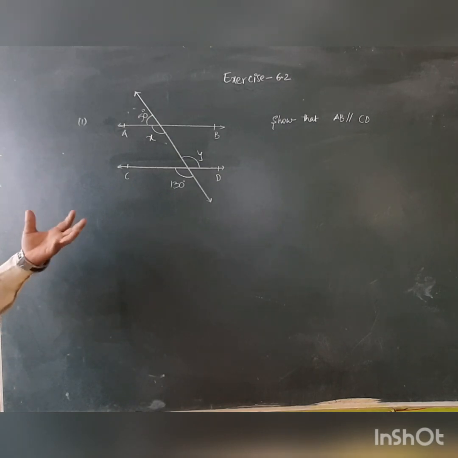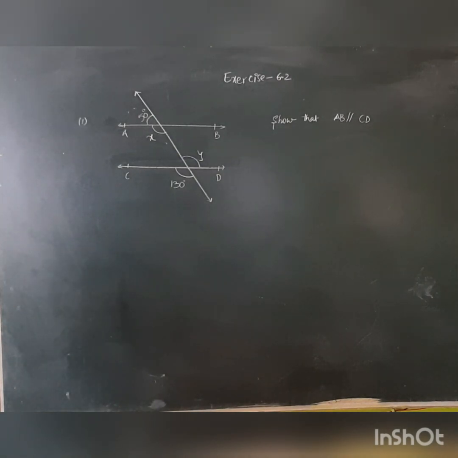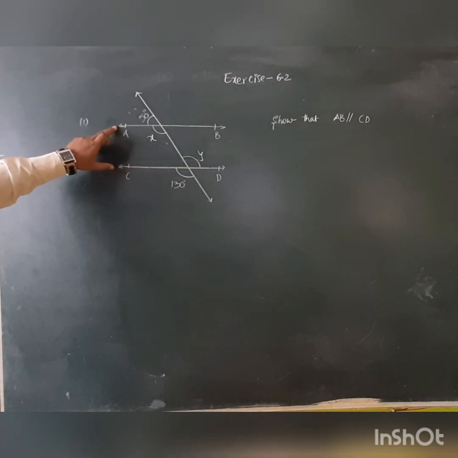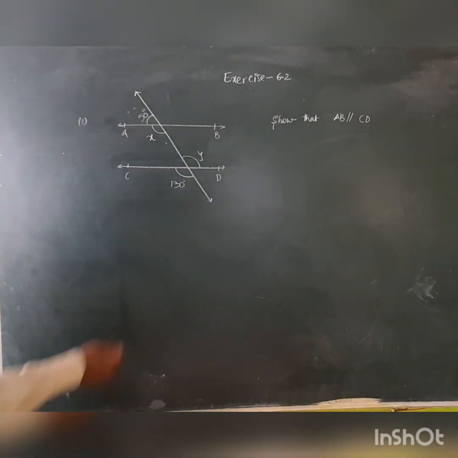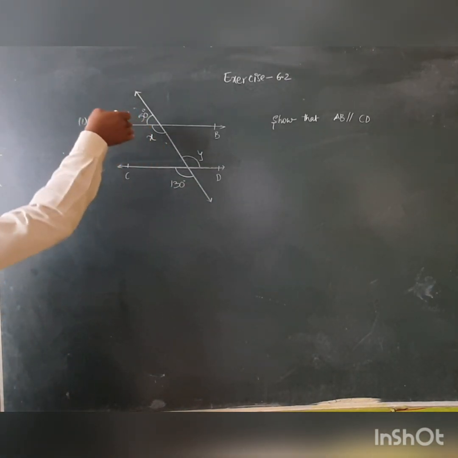In today's class, we are going to discuss exercise 6.2, first problem. In this problem, what we have to show is AB parallel to CD. From the figure you can observe AB is a line and CD is a line, and these two lines are intersected by another line, and that line forms some angles with these two lines.